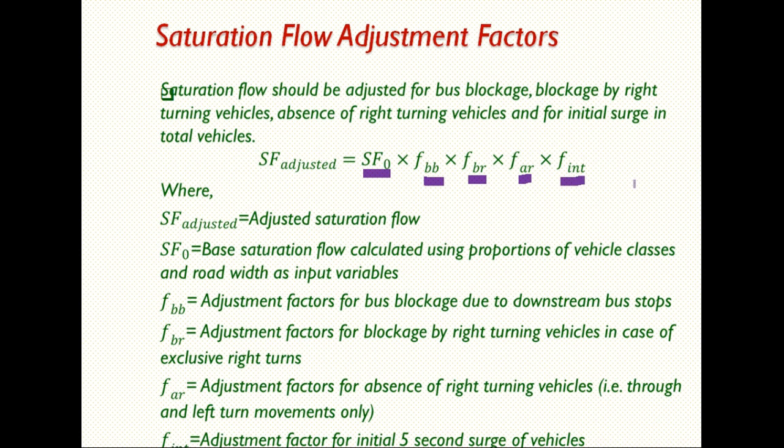This was observed during observations in the field that motorized two-wheelers try to stand beyond the stop line in some cases, and they move in bulk, they move in groups at the start of the green, and that increases the rate of discharge. So that is the factor FINT, that is initial 5-second surge of vehicles.